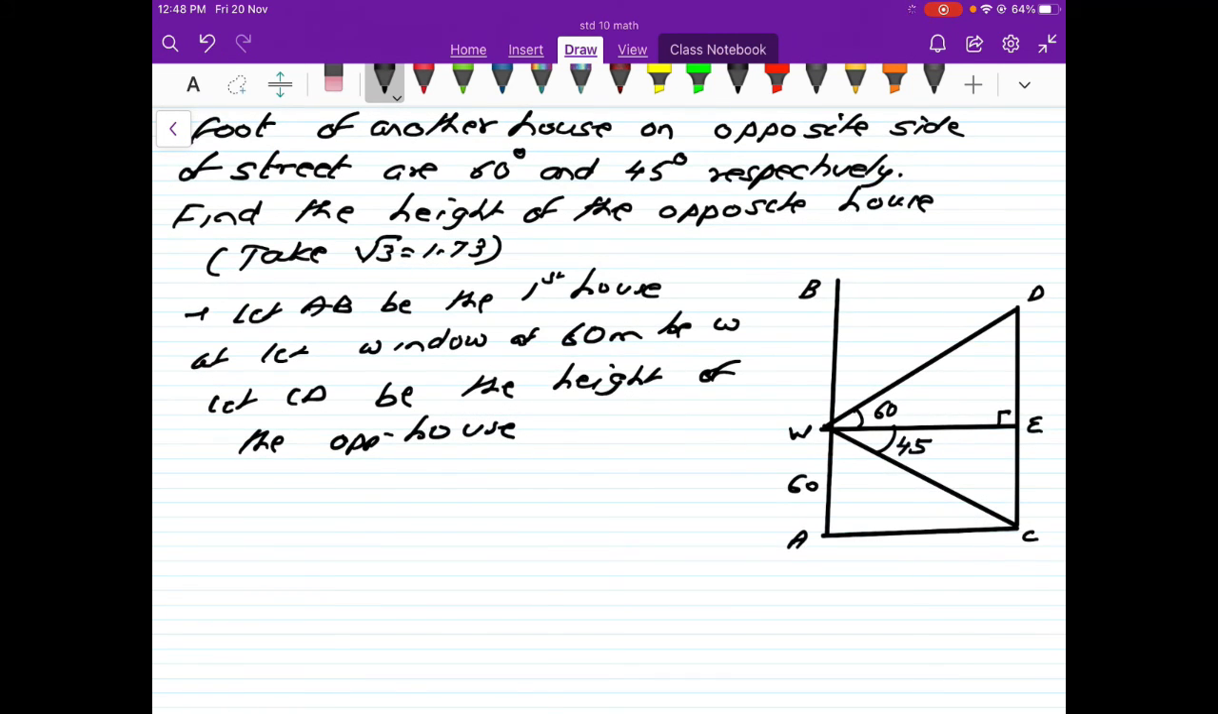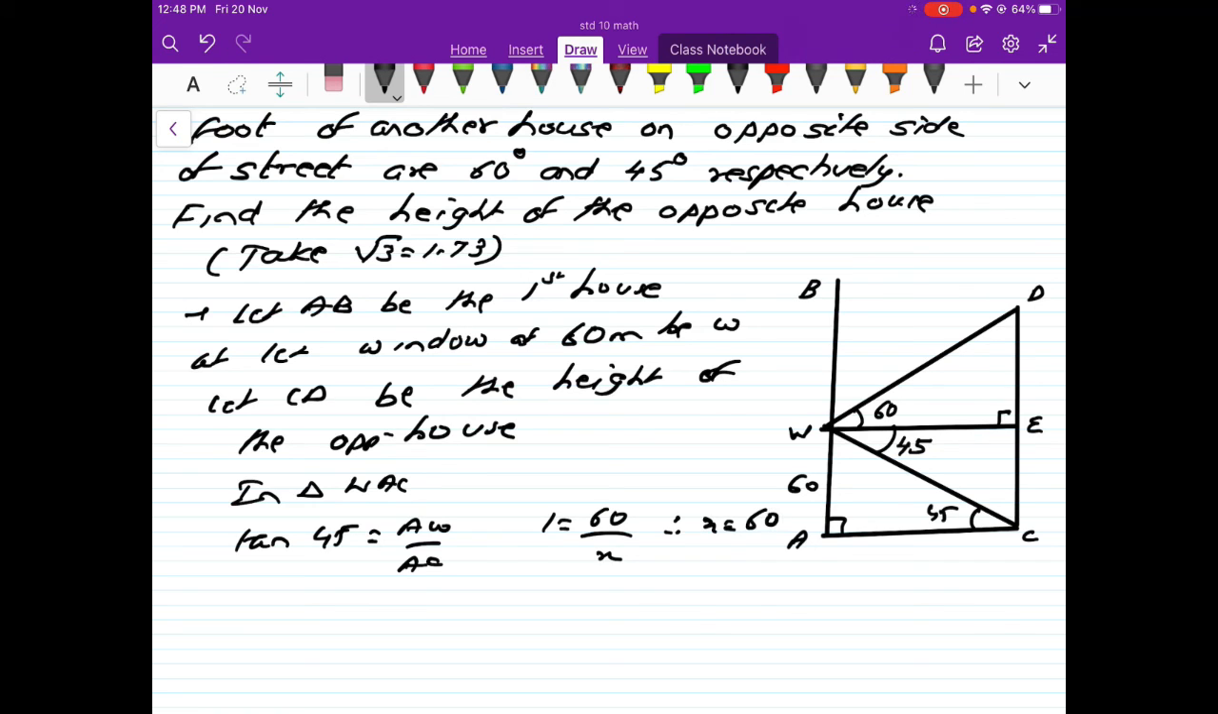Okay, so now we will take the first triangle WAC. Here we will take tan 45, because if this is 45, this also is 45. So tan 45 is equal to AW upon AC. So 1 is equal to 60 upon X, therefore X is equal to 60. So X we have got as 60 meters.